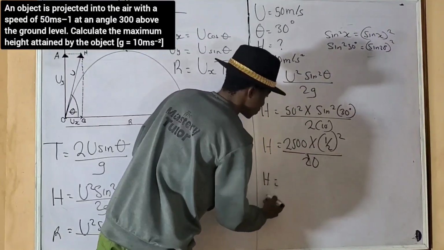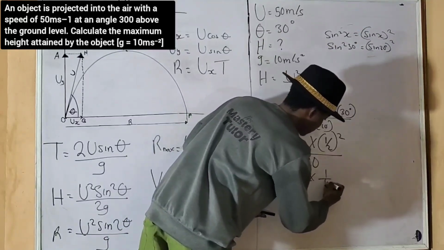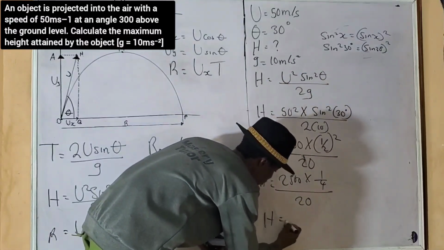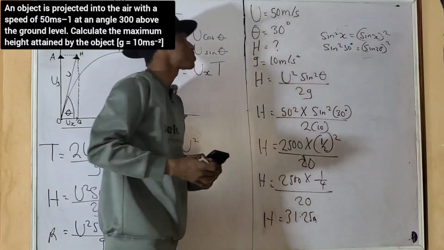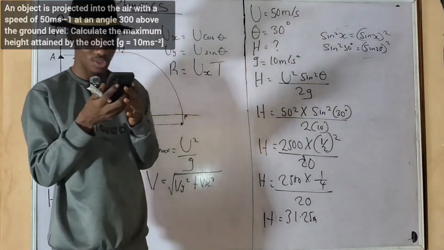So h will be equal to 2500 multiplied by 1 over 4 divided by 20. So h will be equal to 31.25 meters. Do you understand? So that is the solution to the question. Okay, let's proceed to the next question.